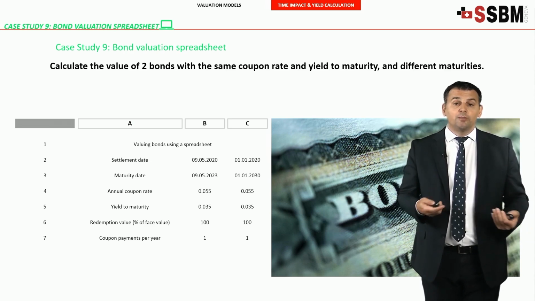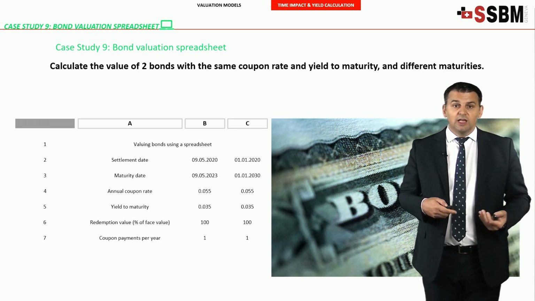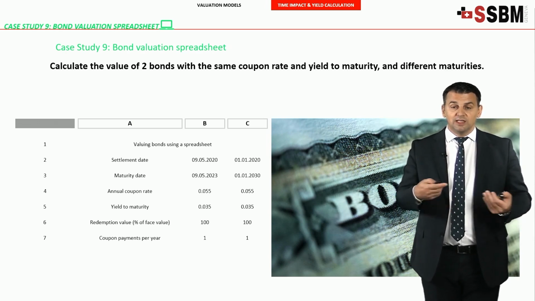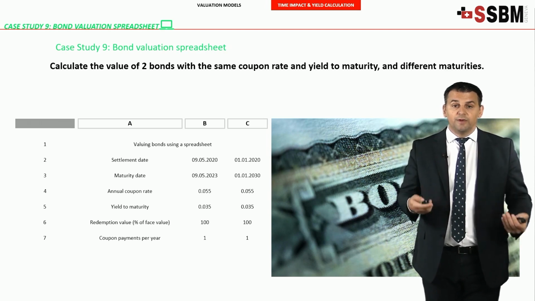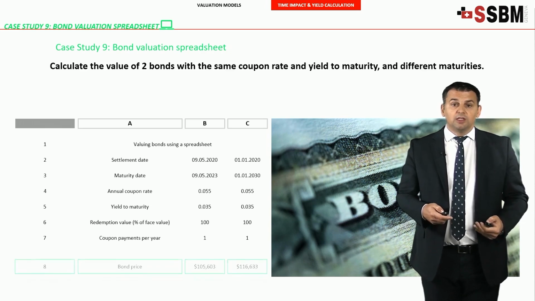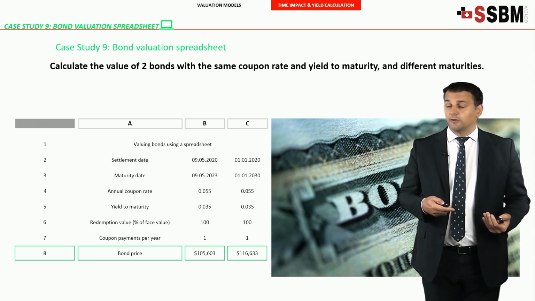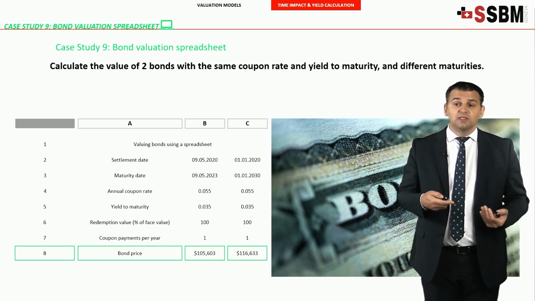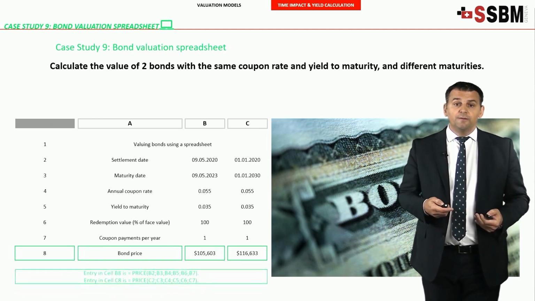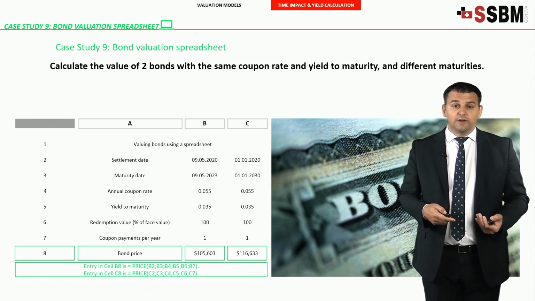Same annual coupon rate, 5.5%, same yield to maturity or discount rate, 3.5%, redemption value, 100%. It means that you will repay all your bonds until the end, so it's 100% of the face value. And you have only one payment of the coupons per year. The bond price, depending on the bond, for the first one with 3 years maturity, is 105.603, and for the second one, 116.633.